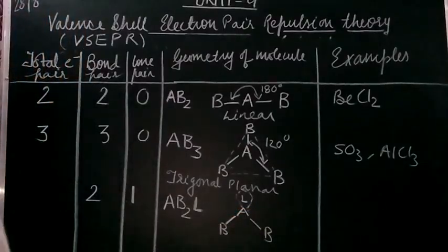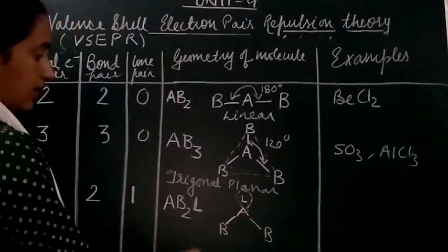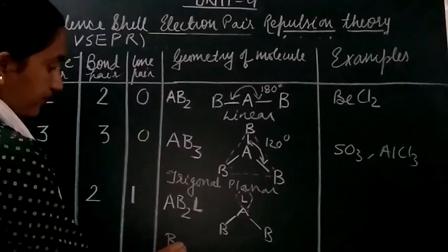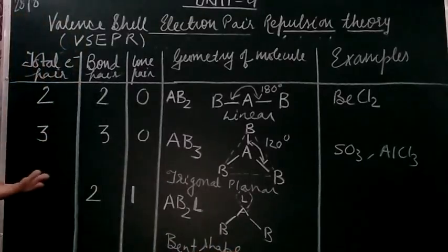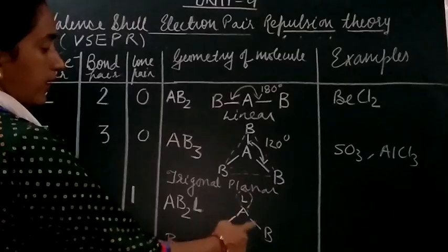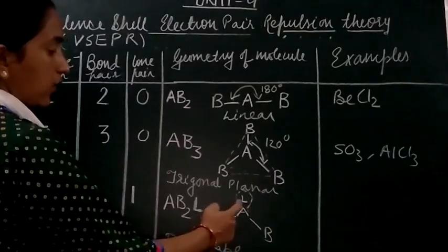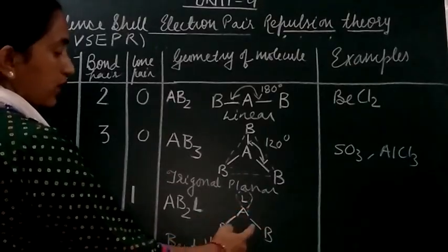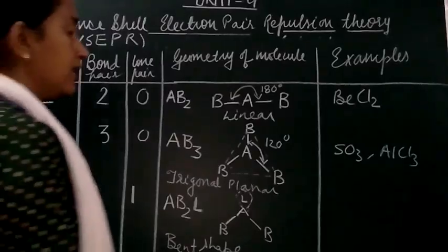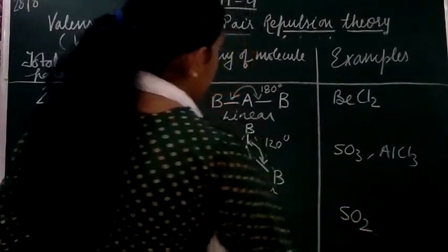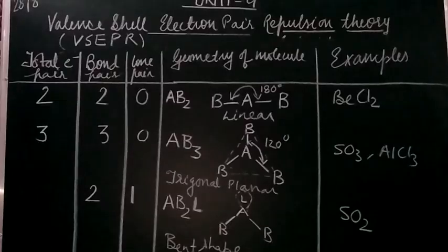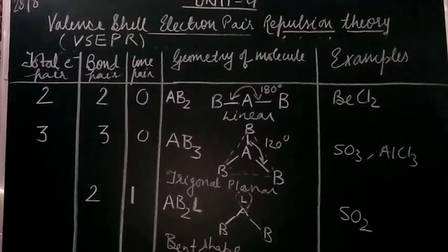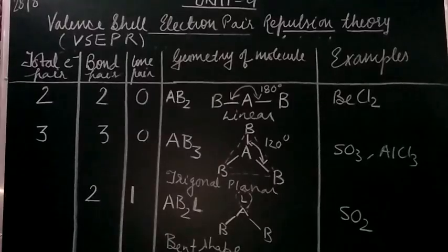right? So this shape will be known as a V shape or a bend shape. Here the angle is also going to be about 120 degrees, between the bond pair and the lone pair, and between the two bonds. It's a bend shape. Here we have the example of sulfur dioxide, SO2, which has the shape of the AB2L type, right students? I hope the diagram is getting clear to you all.